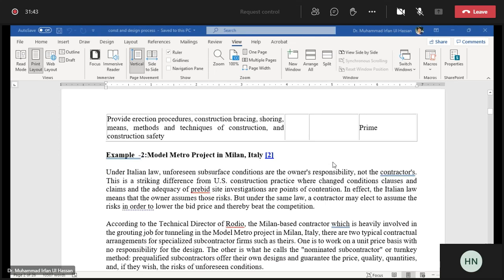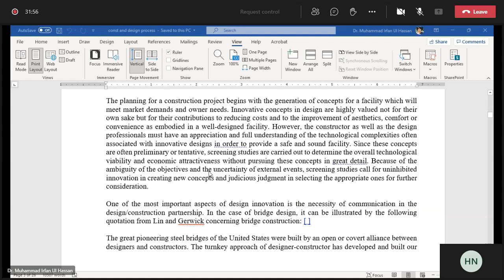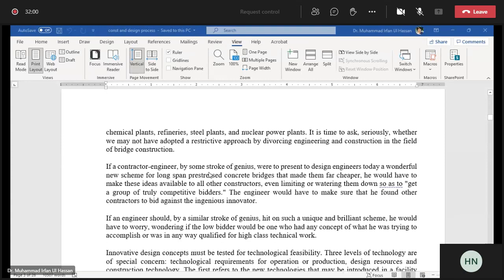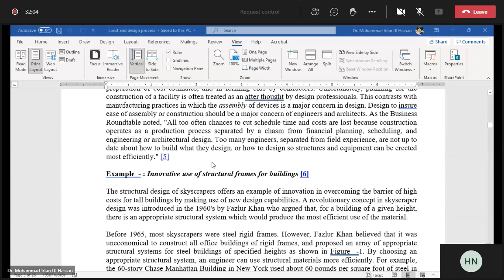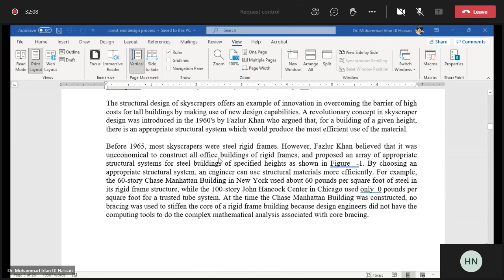And then here is an example of the metro project. What is in Italian law was briefly explained. Then working on innovation, new things in the project, is explained. Then the use of frame, structural frame: which frame you select.